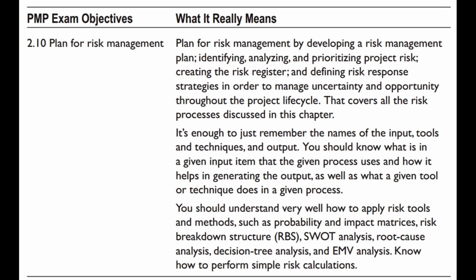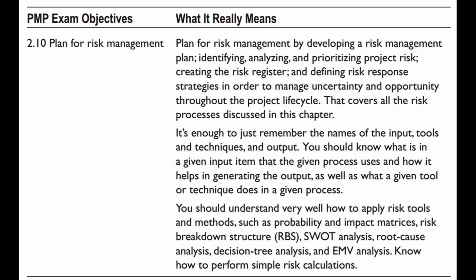PMP Exam Objectives: What it really means. 2.10 Plan for risk management. Plan for risk management by developing a risk management plan, identifying, analyzing, and prioritizing project risk, creating the risk register, and defining risk response strategies in order to manage uncertainty and opportunity throughout the project lifecycle. That covers all the risk processes discussed in this chapter.